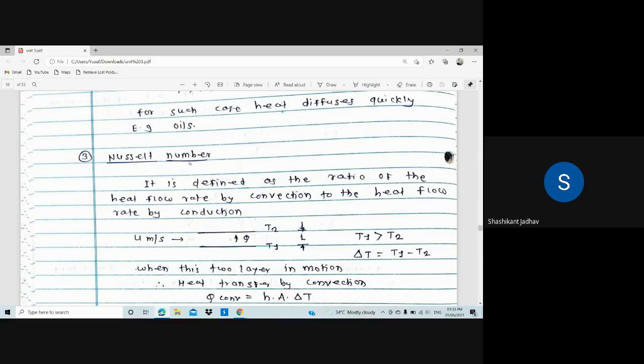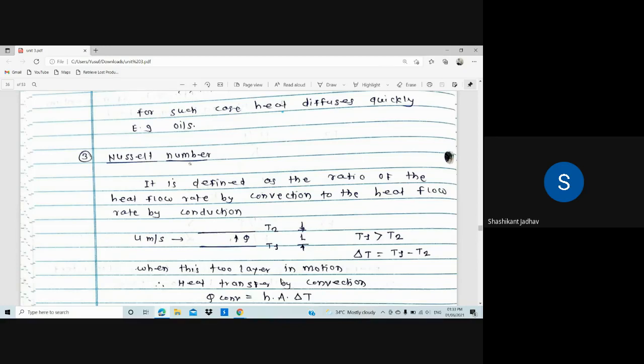Okay, the heat flow by convection and the heat flow by conduction, that ratio is nothing but Nusselt number. Write down, it is defined as the ratio of the heat flow rate by convection to the heat flow rate by conduction.